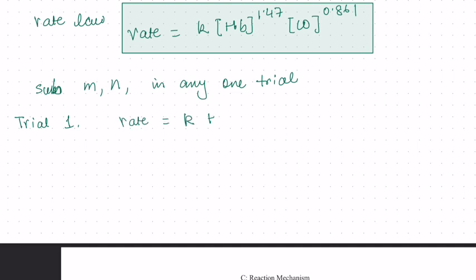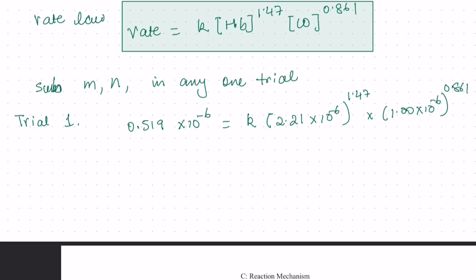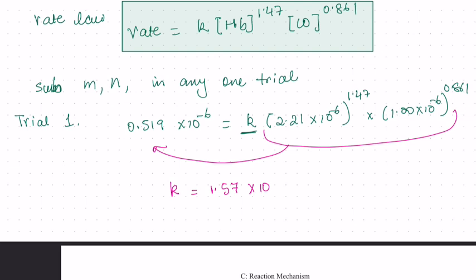So let me plug in the values here from the table. So rate is 0.519 times 10 to the minus 6 equals k times the concentration of hemoglobin, 2.21 times 10 to the minus 6, raised to the power 1.47, times concentration of carbon monoxide raised to 0.861. Bringing everything else to one side and isolating for k, I get k equals 1.57 times 10 to the 7.